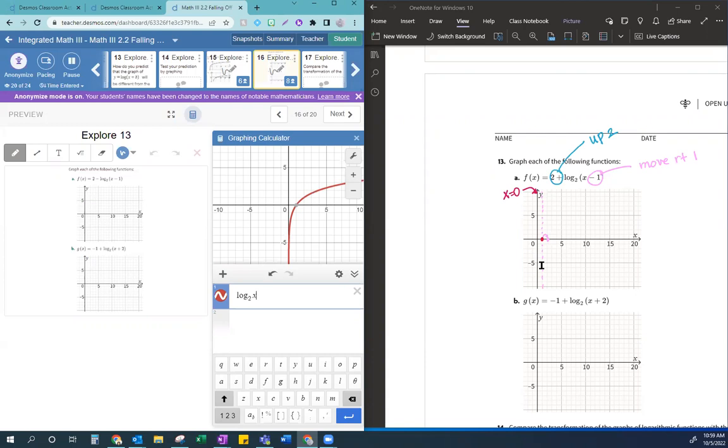Okay, so did you move your point up twice? And did you move your asymptote up twice? Yes, what's the new point? What's that new point? Where is it located?